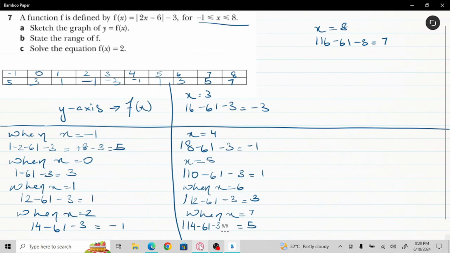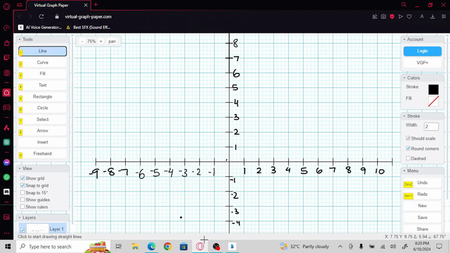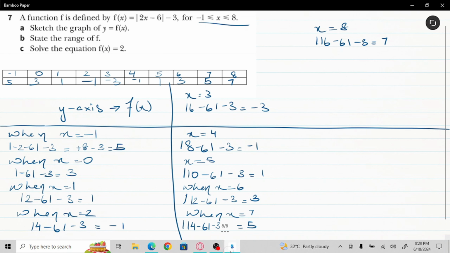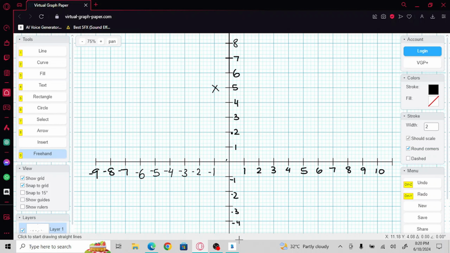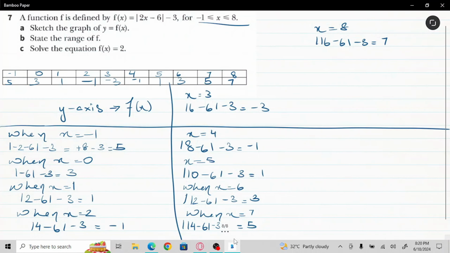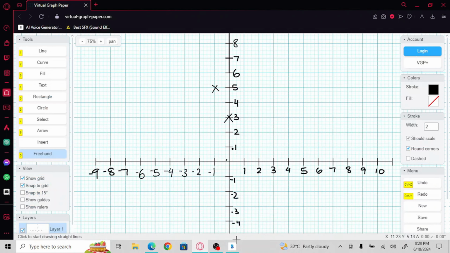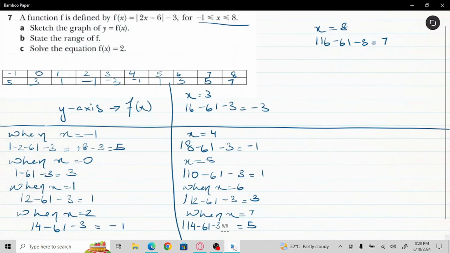And on the graph, let's just mark the points. When x equals negative 1, y is equal to 5. When x equals 0, y is equal to 3. And x equals 1, y is equal to 1 again. 1, 1. And when x equals 2, y is equal to negative 1.